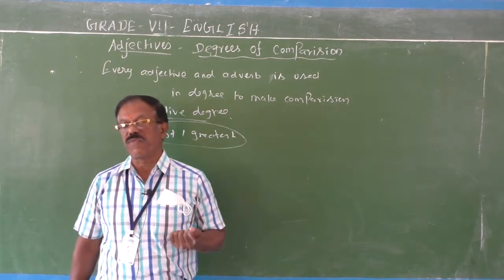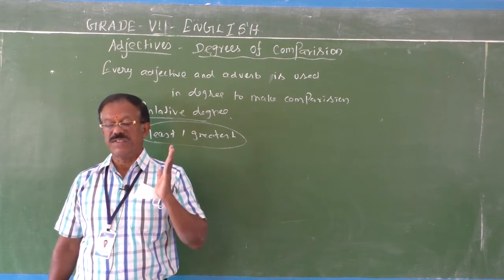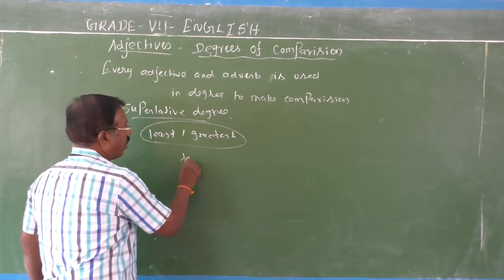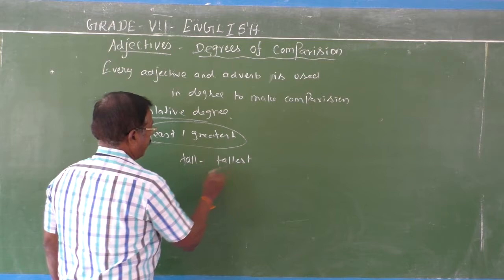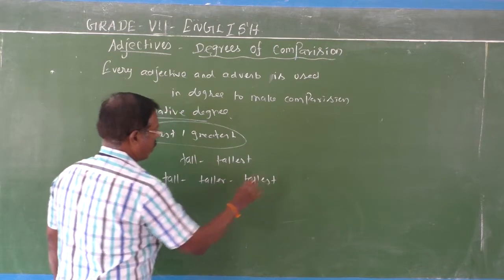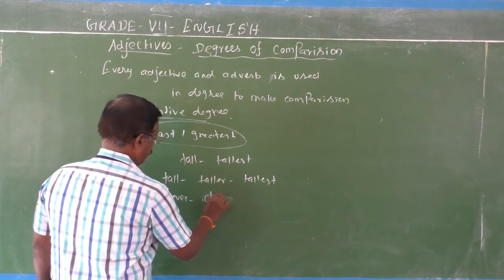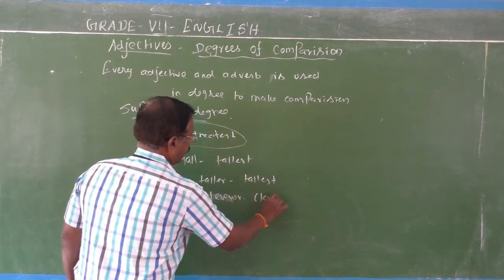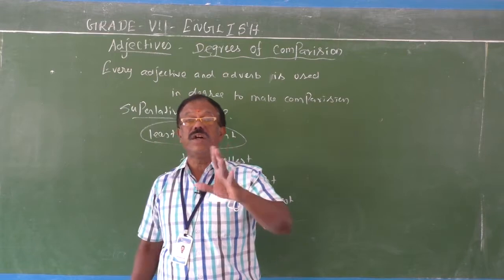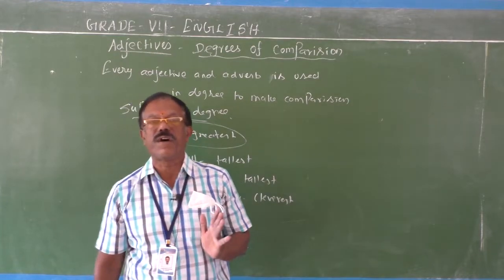The superlative degree is formed by adding est to the base form of adjectives. Tall, tallest. Okay, tall, comparative form taller, superlative form tallest. Clever, cleverer, then superlative form cleverest. In this way the comparative form is formed by adding er to the base form of the adjective. The superlative degree is formed by adding est to the base form of the adjective.